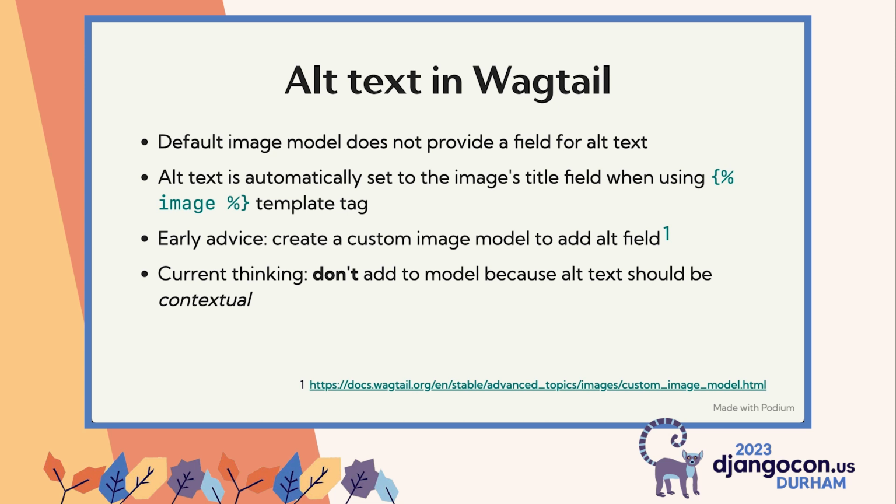In Wagtail's early years, the standard advice was to use a custom image model instead of the default and add in your own field for alt text, along with other fields you might need on your images, such as caption or credit fields. More recently, we have determined that it's a good thing for there not to be an alt text field on the image itself, because any given image may be used in multiple places on a site, and it's important that the alt text be relevant to the context the image is in. The context could be different from page to page, so having a single piece of alt text for an image would make it hard to write alt text that is suitable for any usage.